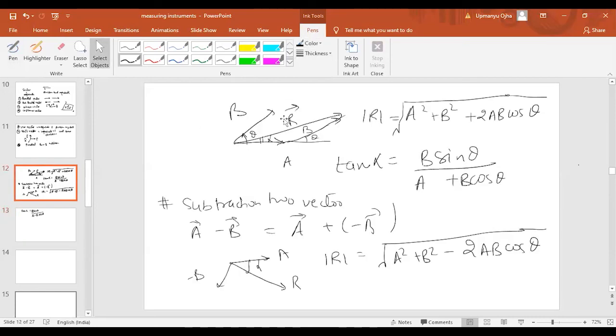Resultant of two vectors when they are added, that is square root of a square plus b square plus 2ab cos theta, where theta is the angle between a and b. So don't get confused here. And when the two vectors are subtracted, then it is a square plus b square minus 2ab cos theta, where theta is the angle between the two vectors.